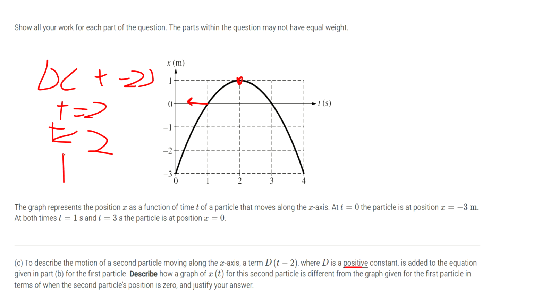However, when t is greater than 2, like at t equals 3, this will be positive, and therefore positive times positive is positive, and we will be adding. So it will be at a time greater than 3 when this is equal to 0.